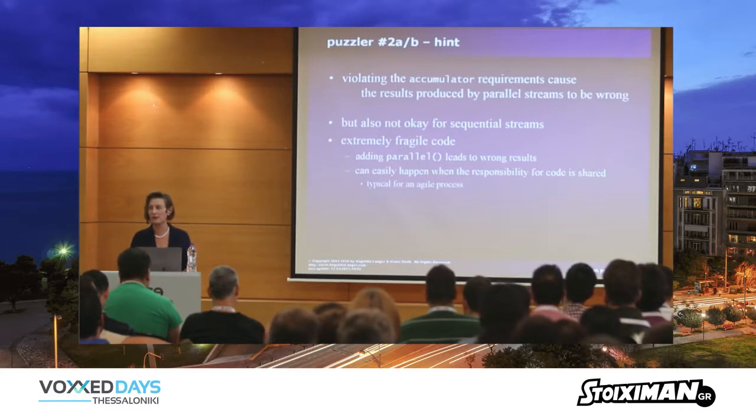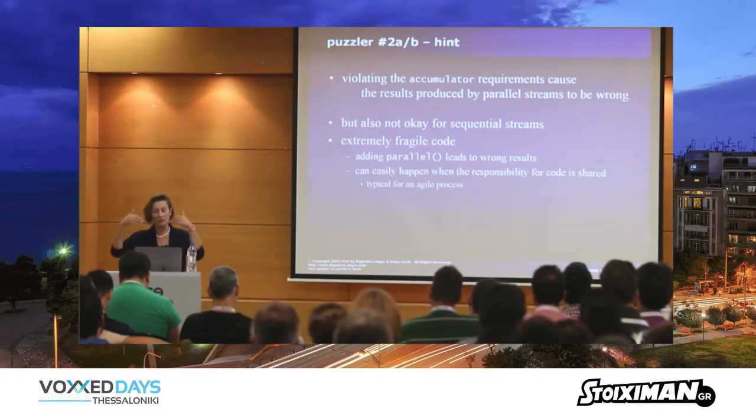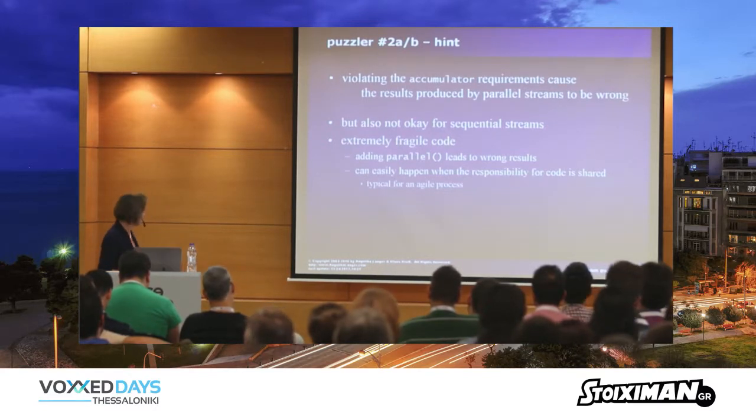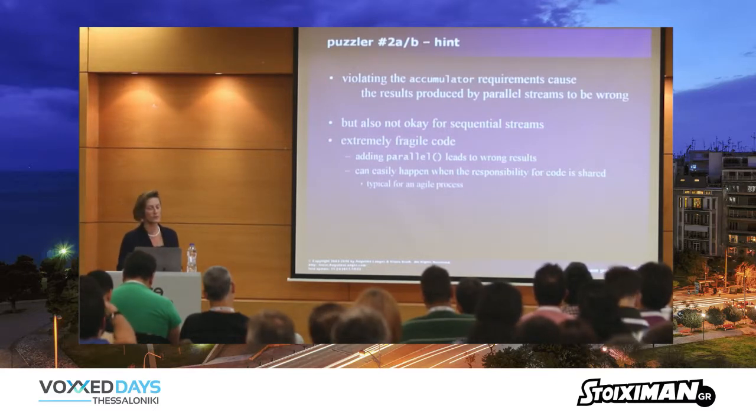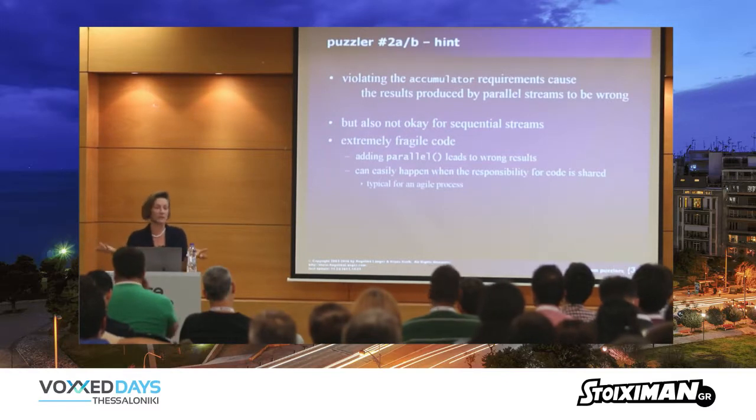This is just an example. Reduce has some requirements regarding its arguments. Pretty much all the stream operations have a certain amount of requirements that they ask for regarding what you provide to the stream operation. So in this case, if you violate the requirements, what you will see is predictable behavior with sequential streams, but unpredictable behavior with parallel streams.